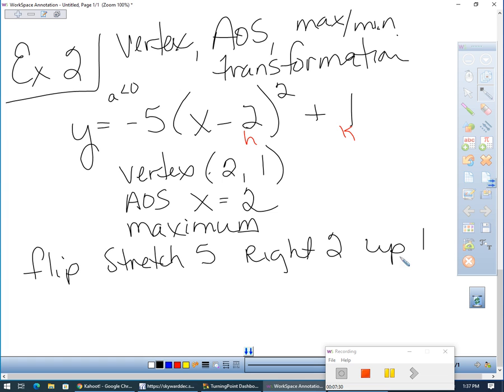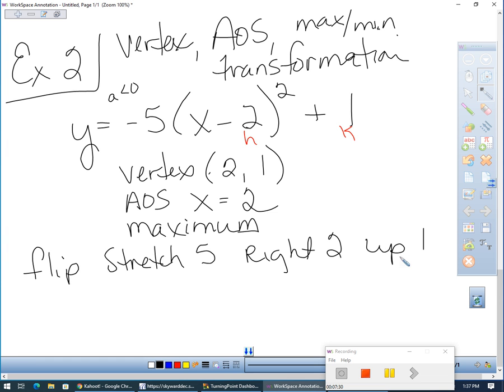Questions on any of that stuff? You can get all that just looking at the equation. Questions at all? Do we need to do another one? It's going to be on your exam next week, so I want to make sure. We're good. We don't need to do another example from here.